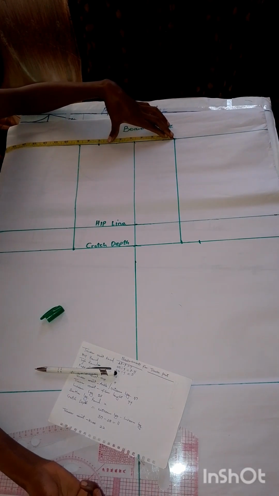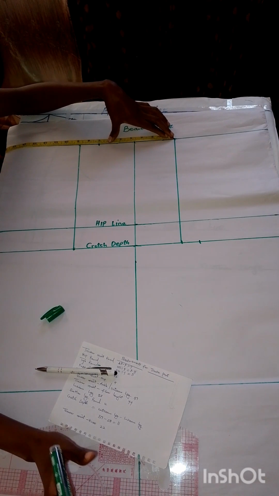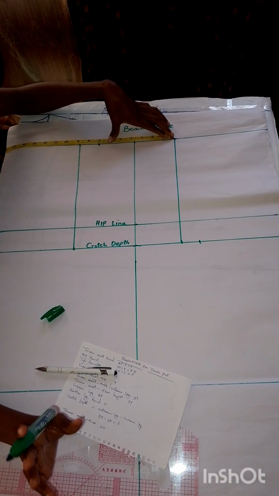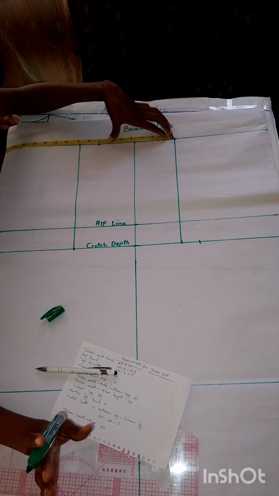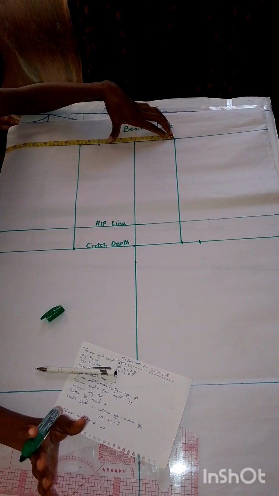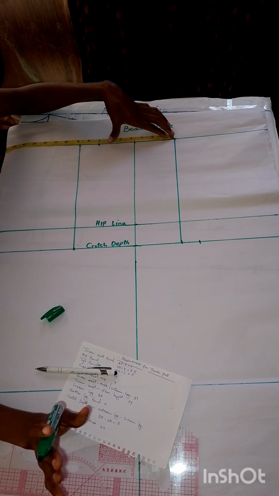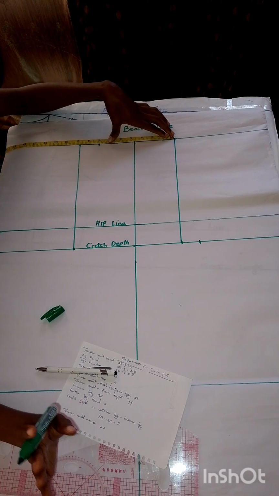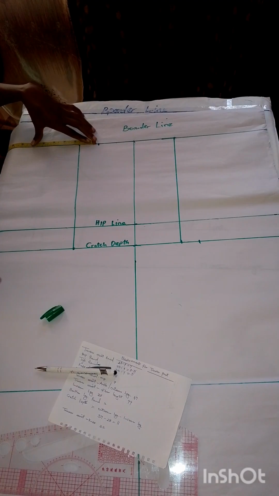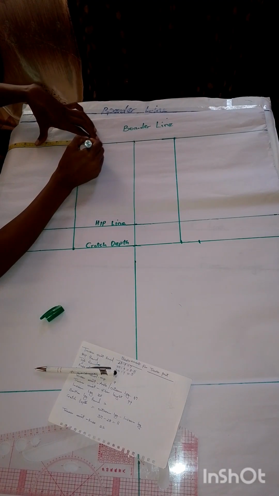And most trousers don't have that, so I'm going to be putting that on this trouser. So, our dart measurement is 0.5, that is 1 inch. So I'm going to be adding the 1 inch here.